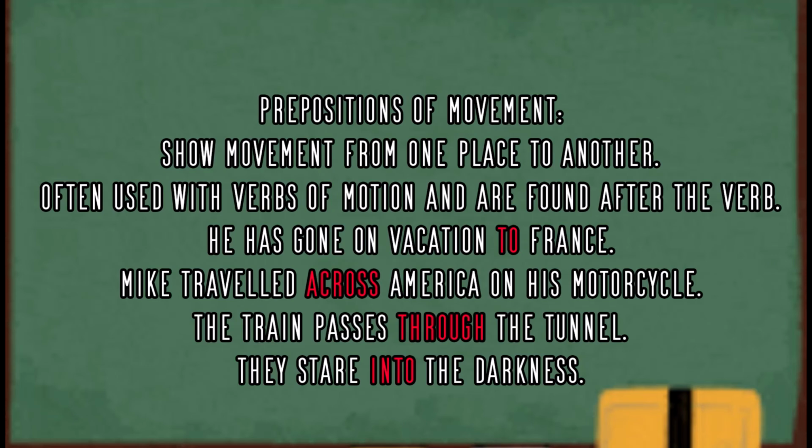Prepositions of movement are used to show movement from one place to another. These prepositions are most often used with verbs of motion and are found after the verb. Here are some examples. He has gone on vacation to friends. Mike traveled across America on his motorcycle. The train passes through the tunnel. They step into the darkness.